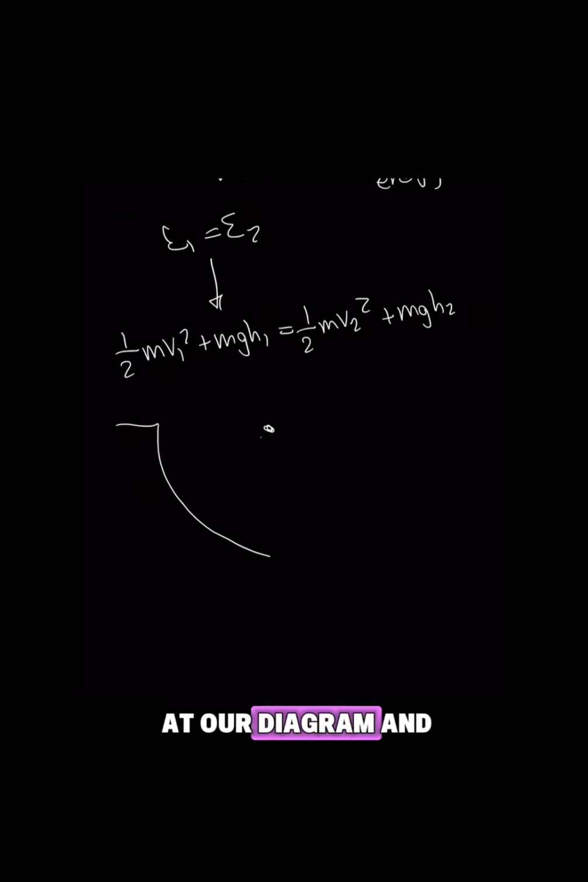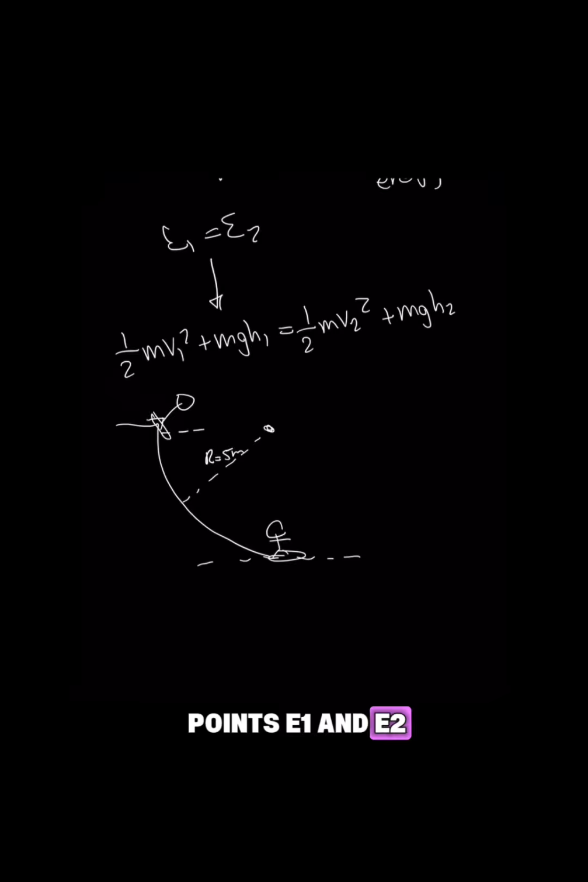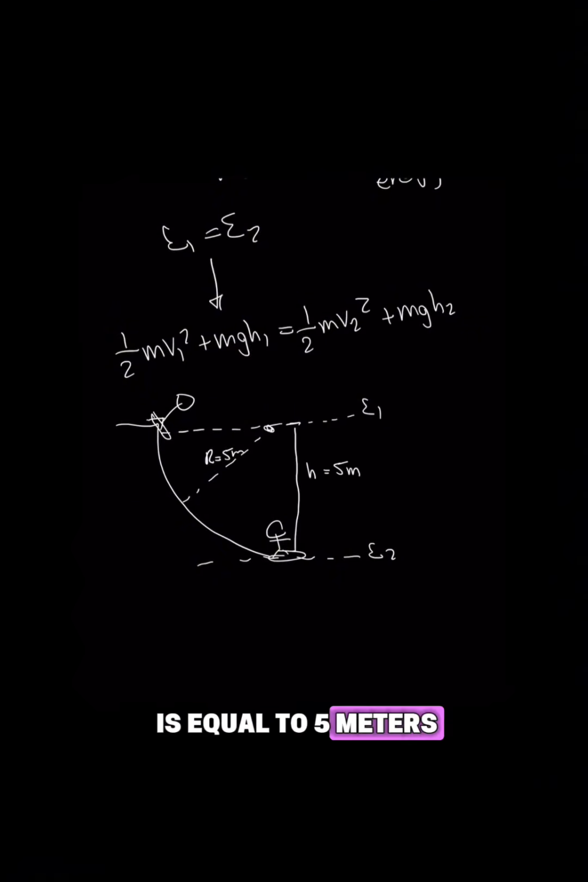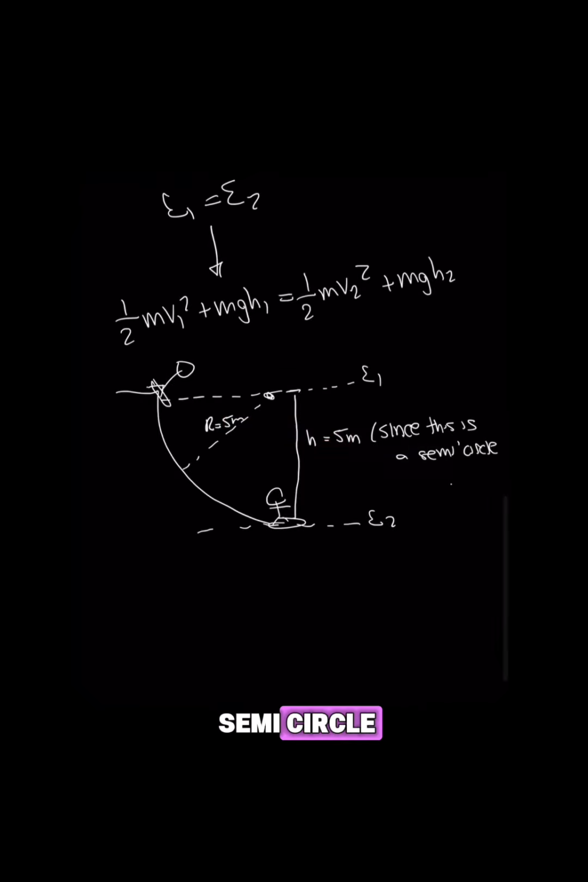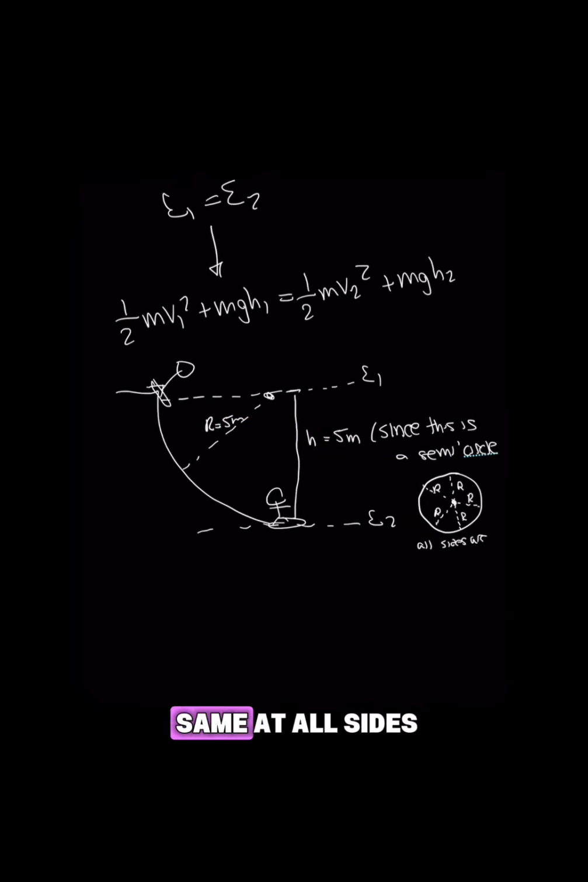Then if we look at our diagram and we label our 2 points E1 and E2, where E1 is at the top of his motion and E2 is at the bottom, since we're trying to find the velocity when his height's at the bottom, so this is where our point of interest is. We can identify that the height's equal to 5 meters since the question says he moves in a semicircle. So for a circle, the radius is the same at all sides.